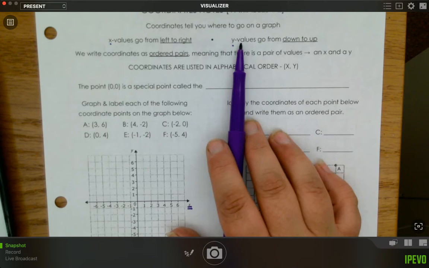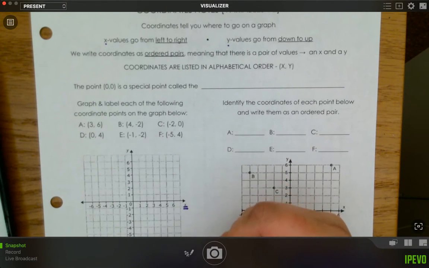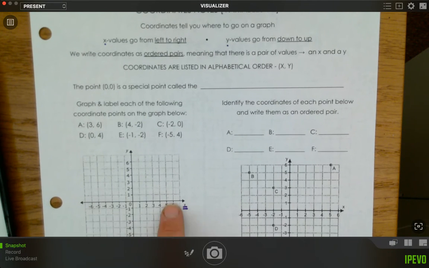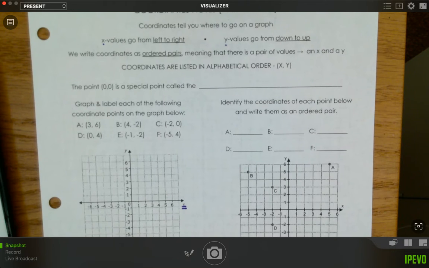The y's go up and down. This is the y number line. So it's like putting two number lines together because we have to be able to go left and right as well as up and down.